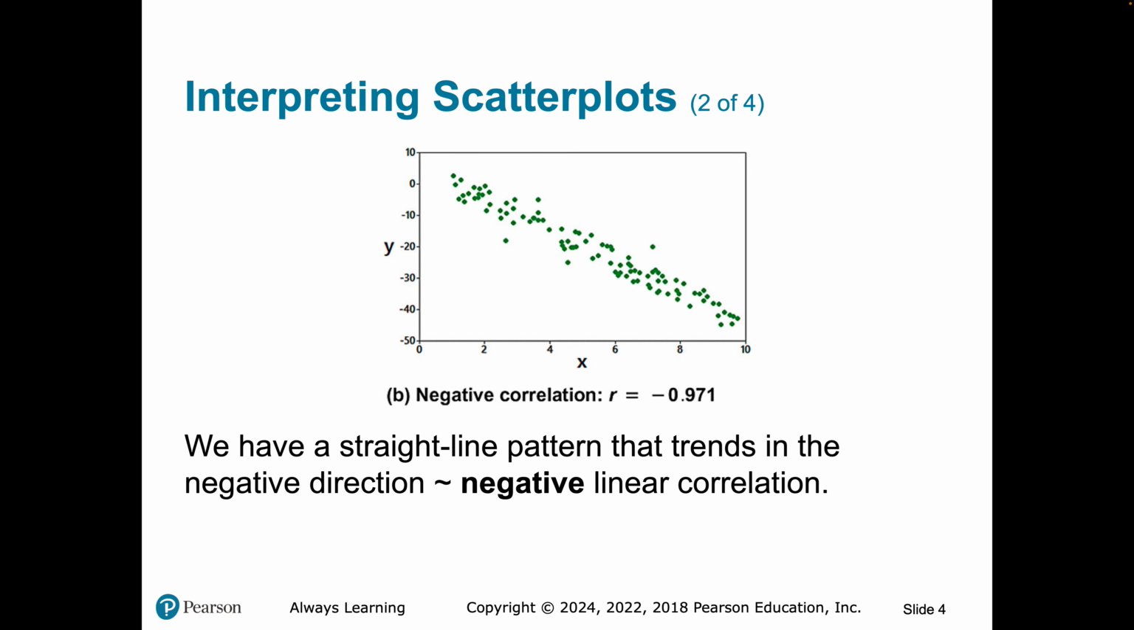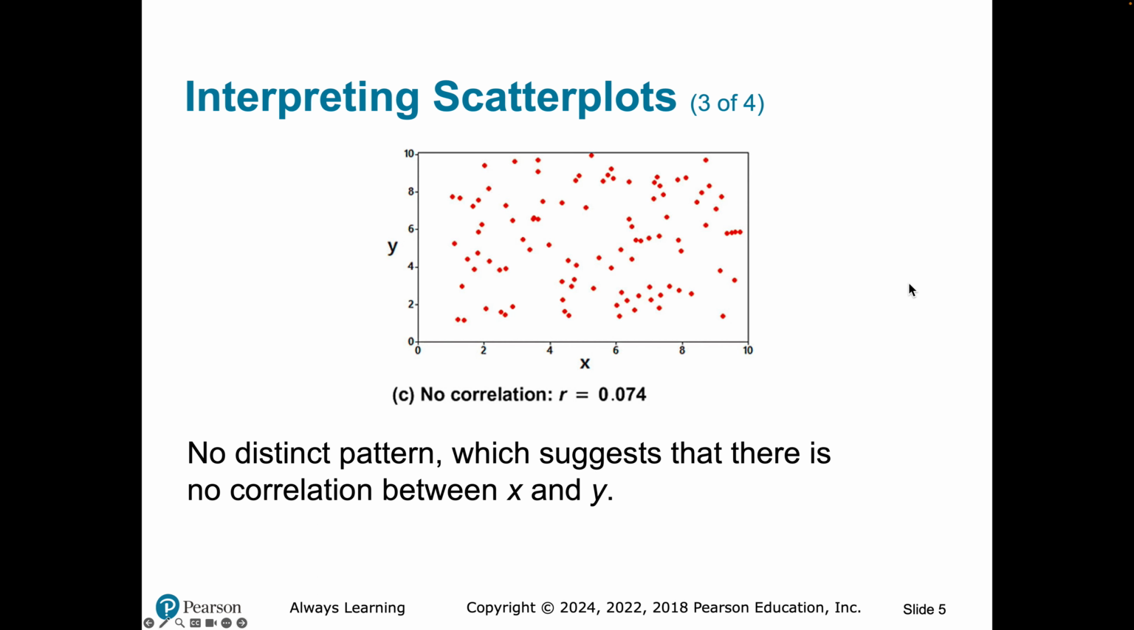This is a negative correlation. Same argument. For x around 1, most of my y values are somewhere around 0 to -10. But as I get down here to 9, you can see that most of my y values are much lower, down around -30, -40, -50. That's the characteristic of a negative correlation or a negative straight line pattern.